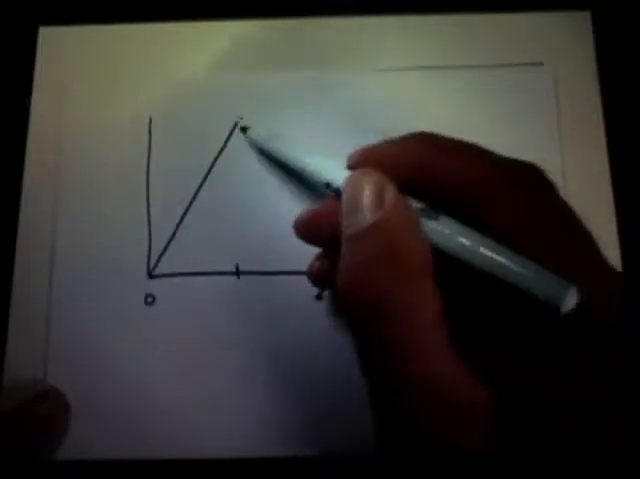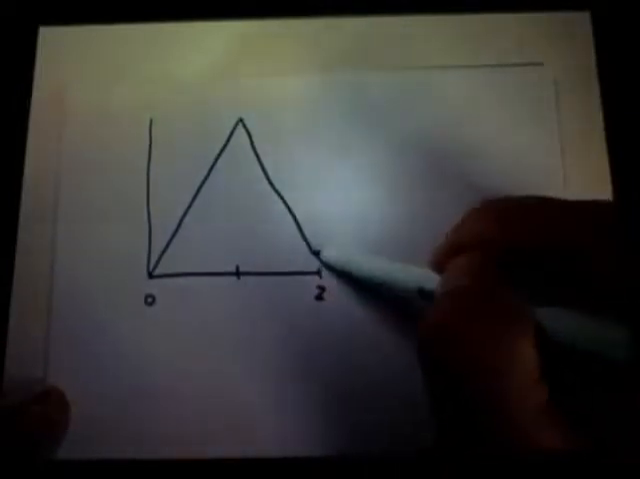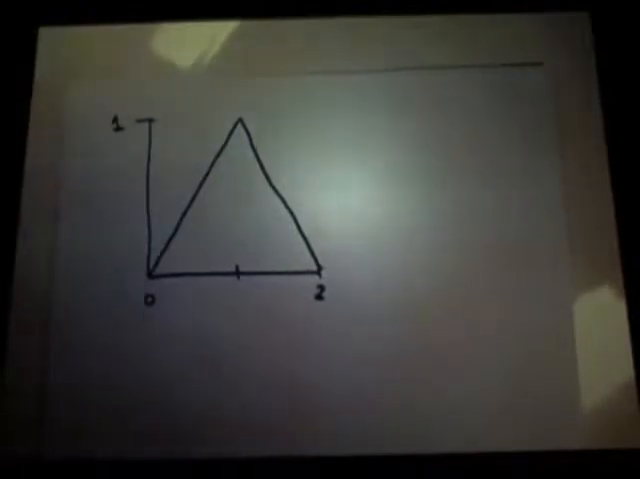So let's try to invent one here that screws up badly. I might need some help screwing up. This is the interval from 0 to 2. And if I have this function here, it has height 1 and base 2, a triangle. So what's the area under that curve?